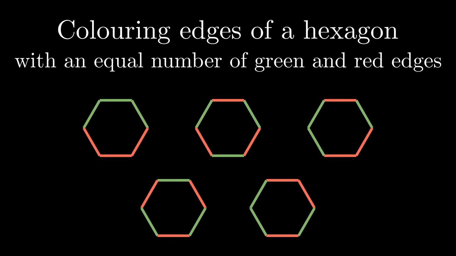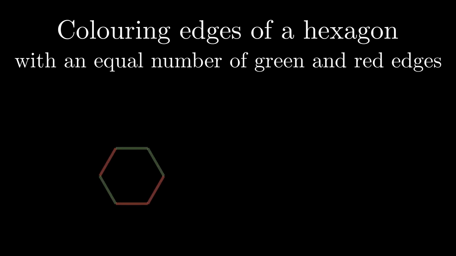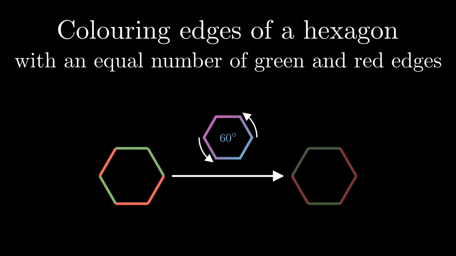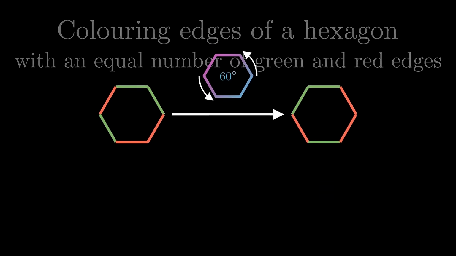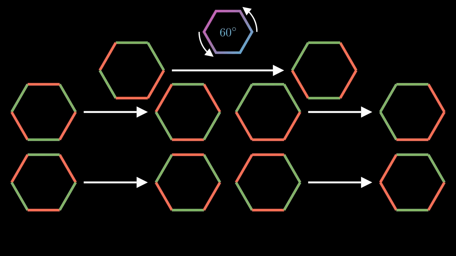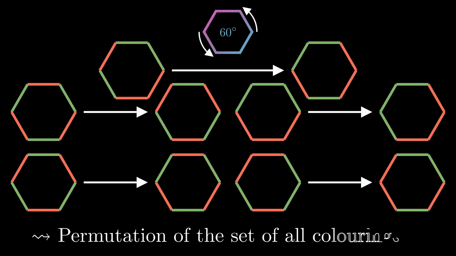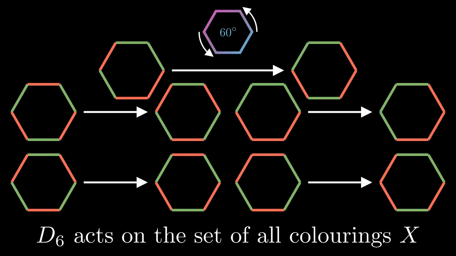Say we want to color the edges of a hexagon with an equal number of green and red edges. By applying some symmetry of a hexagon to a coloring, we get a different coloring. We can do the same thing for all possible colorings and obtain a permutation of all the colorings. We say that the group D6 acts on the set of all colorings. This is an example of a group action.